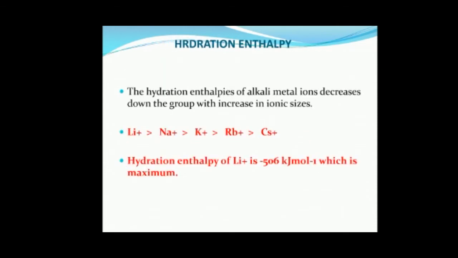Next is hydration enthalpy. The hydration enthalpies of alkali metal ions decrease down the group with increase in ionic size. Here the order is given: lithium ion is the smallest in size, and the size of other metal ions increases gradually. Here we can say that the size of the cesium cation is greater than other alkali metal cations. Hydration enthalpy of lithium ion is minus 506 kilojoule mole inverse. It is maximum. Here the meaning of the negative sign is that the process is exothermic in nature.